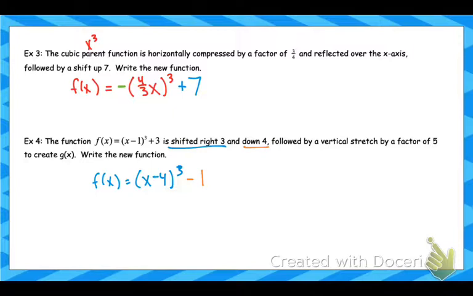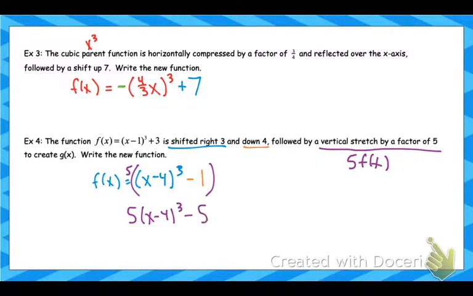Then the last step is a vertical stretch by a factor of 5. Now, that means that I'm going to do 5 times f of x. That means 5 times the function that I already have. So I take the entire function and multiply it by 5, which is going to change that value to a minus 5.